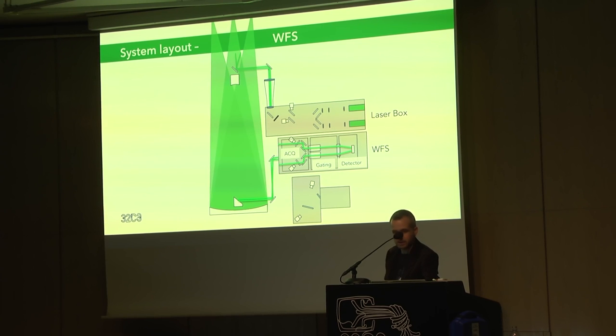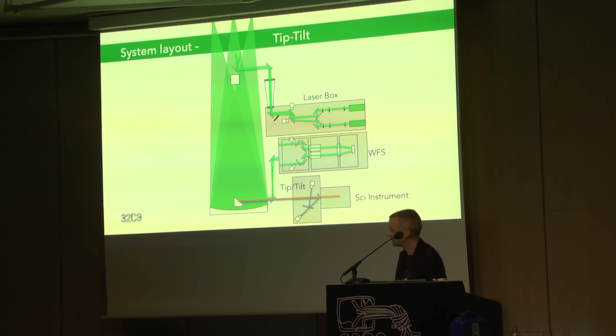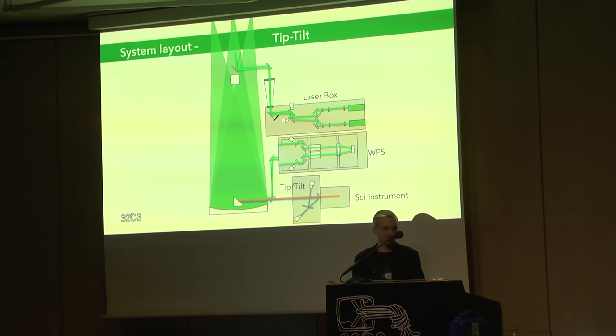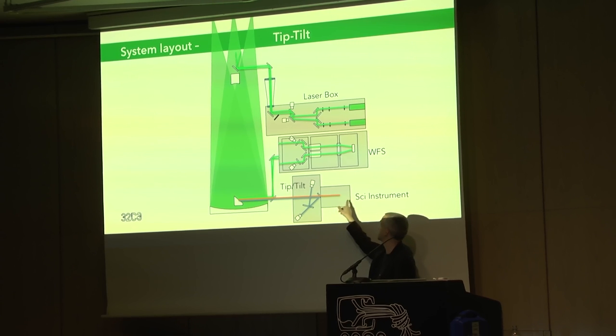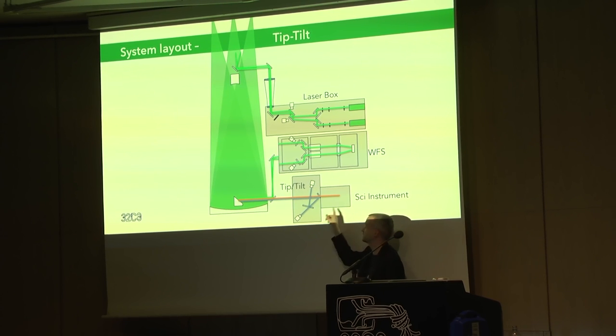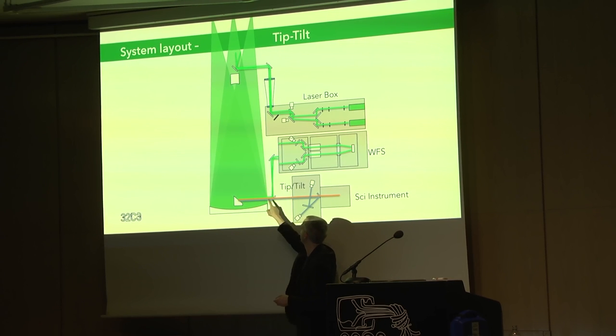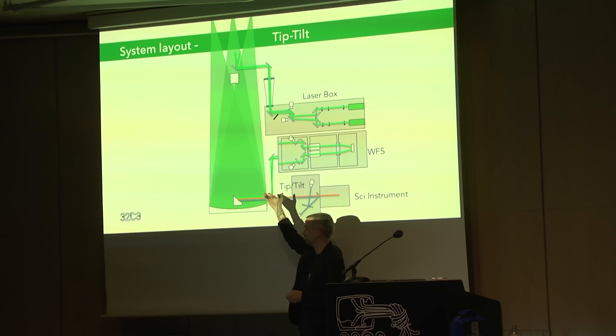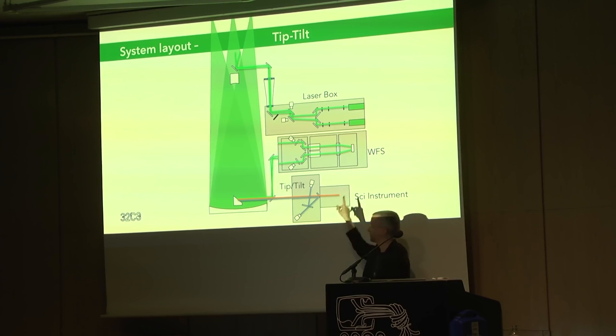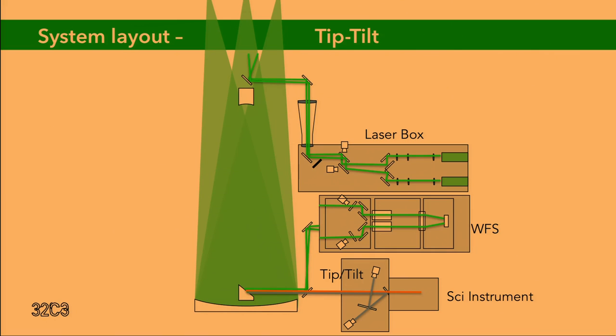And then there's also something in addition, because, well, I said we can't do without the tip tilt. And there's another unit in here that sits right in front of the science instrument that detects this tip tilt star, this additional star. And so you have the laser wavefront light, the green one. You do have this tip tilt light, the blue one. And you do have the actual science light from the object you want to observe on sky that goes directly into the scientific instrument in the end.